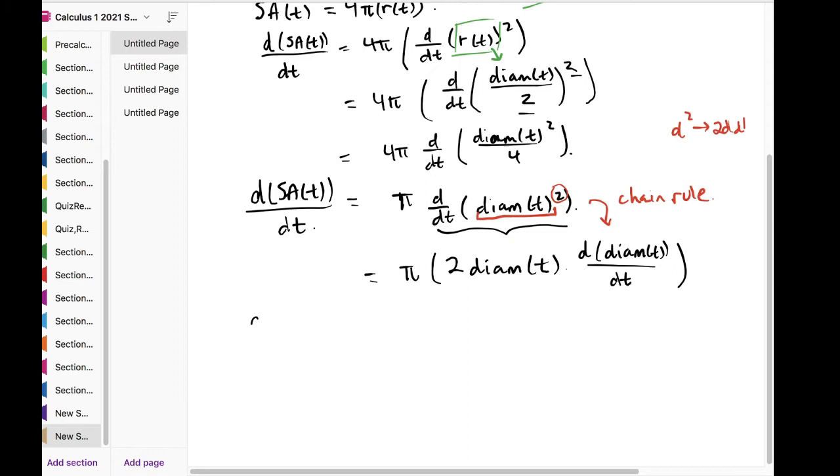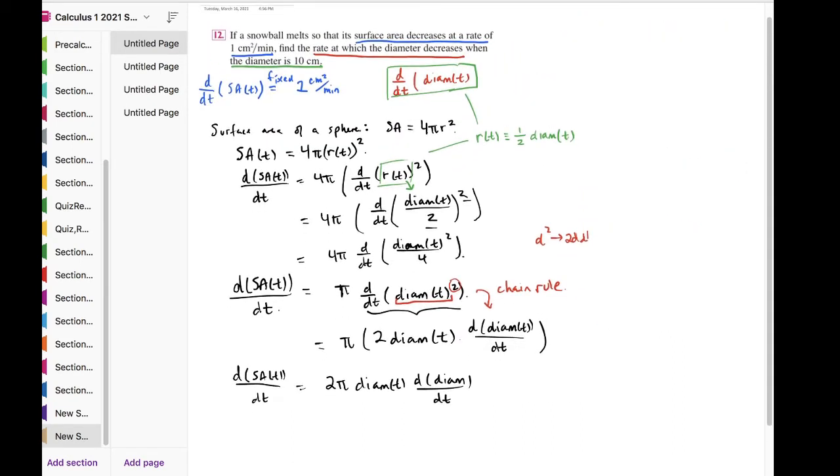Okay, so what do we get? We get the derivative of the surface area is equal to 2 pi diameter times the derivative of the diameter. Okay, so now what stuff do we know? Can we fill in some blanks? First of all, what do we want to know, and what do we know? Is there any information that we are missing? Can we plug stuff in? What do you think?